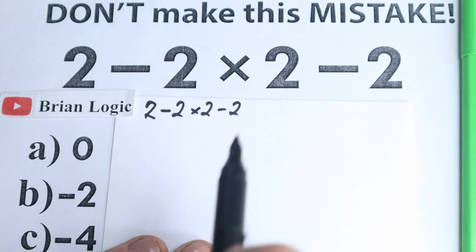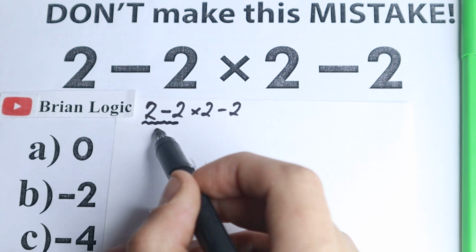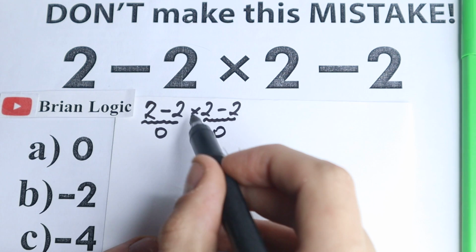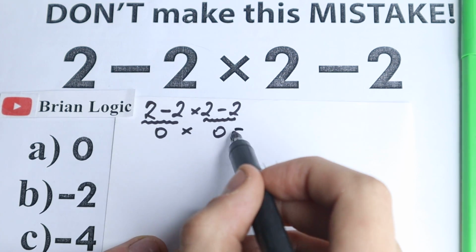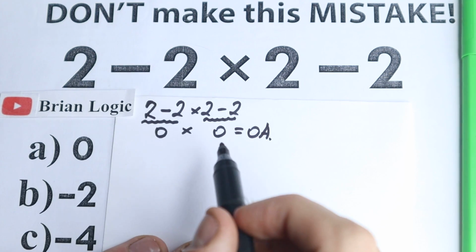And one part of students solve this question like that. They say, okay, 2 minus 2, I know about it, equal to 0. And right here we have 2 minus 2 also equal to 0. And with this 0 in the middle, 0 times 0 equal to 0, which is option A. So one part of students solve this question like that.